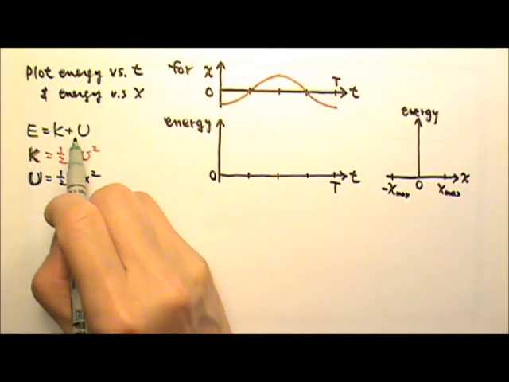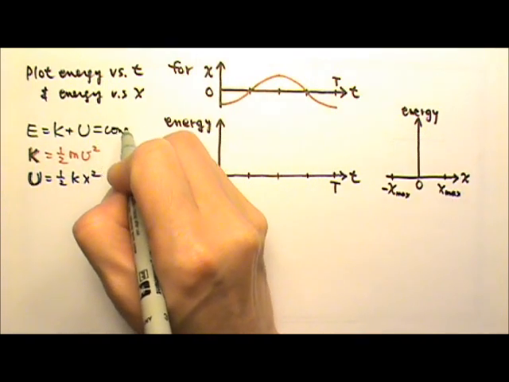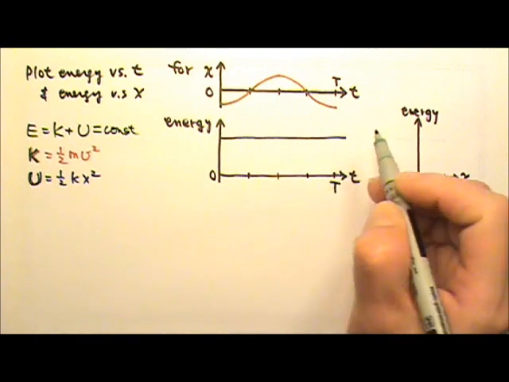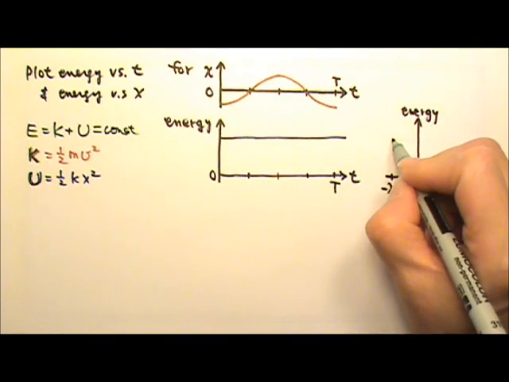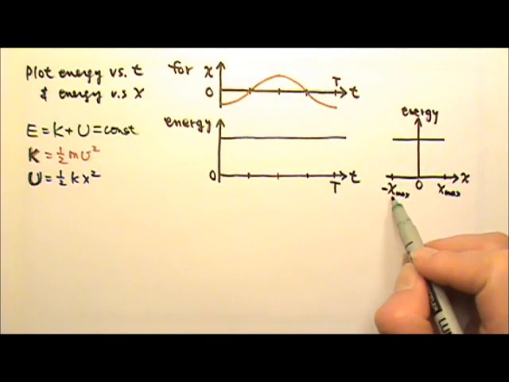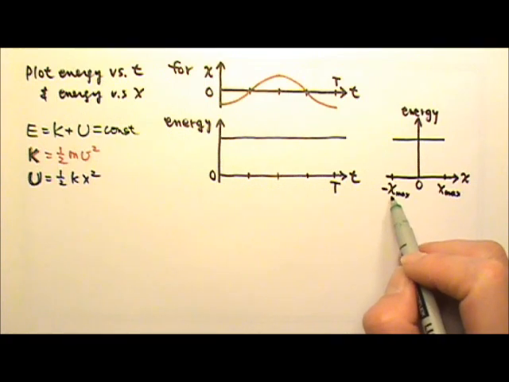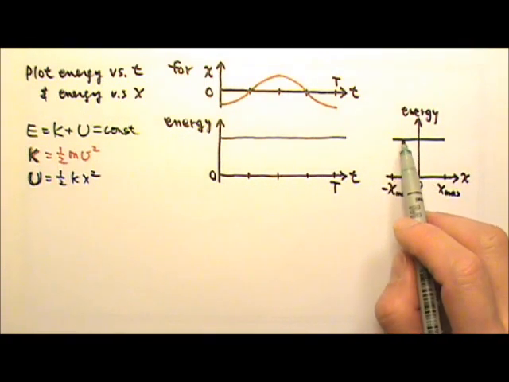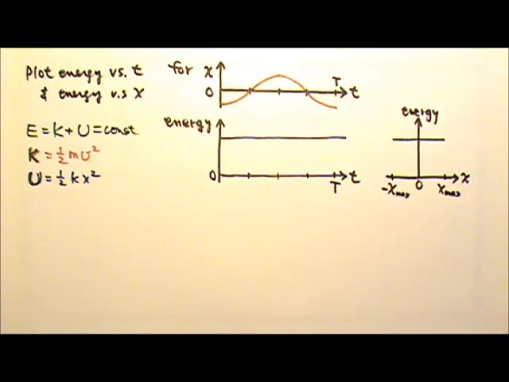The total mechanical energy is going to be a constant. So the total mechanical energy is just going to be a horizontal line. The oscillator is only going to oscillate between negative amplitude and positive amplitude, so the graph is within this range only.